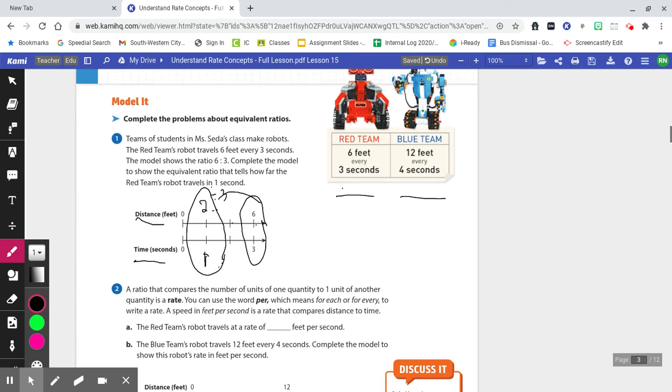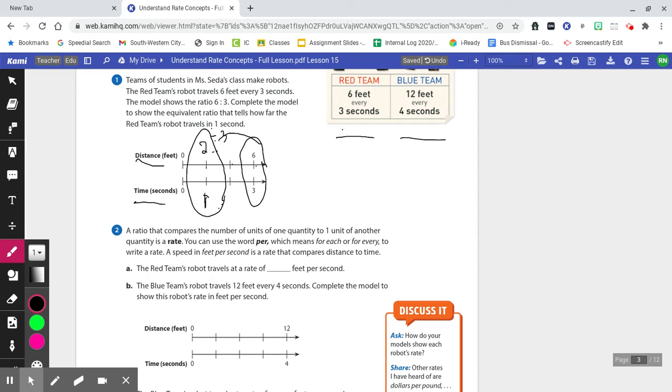So let's continue. Number 2, a ratio that compares the number of units of one quantity to one unit of another is a rate. You can use the word per, which means for each or for every, to write a rate. A speed in feet per second is a rate that compares distance to time. Feet per second. So per second means 1 second. Just like we travel 60 miles per hour. So that's 60 miles in 1 hour.